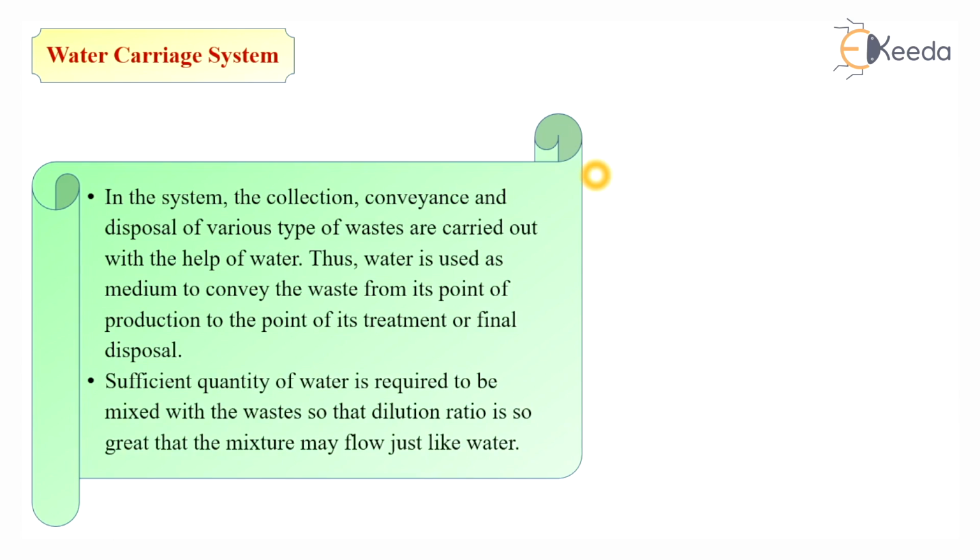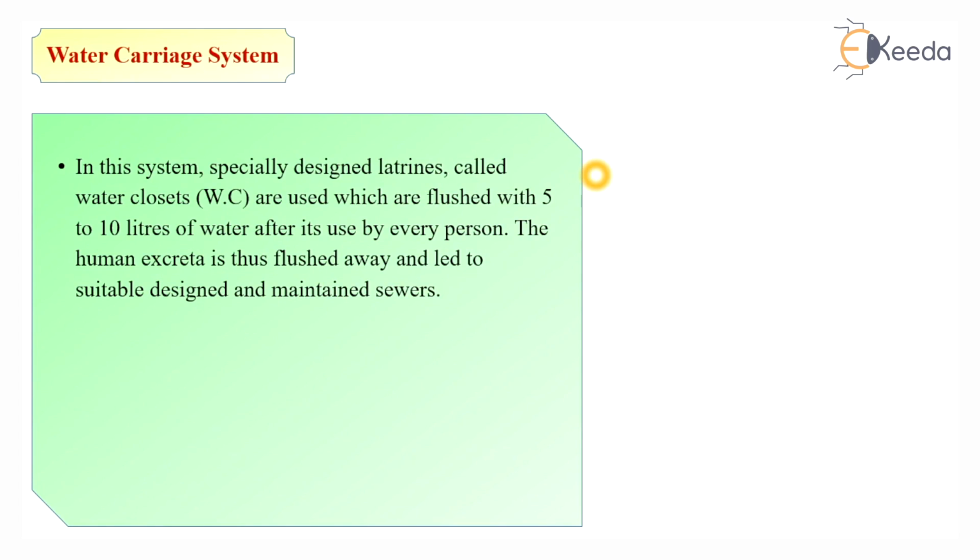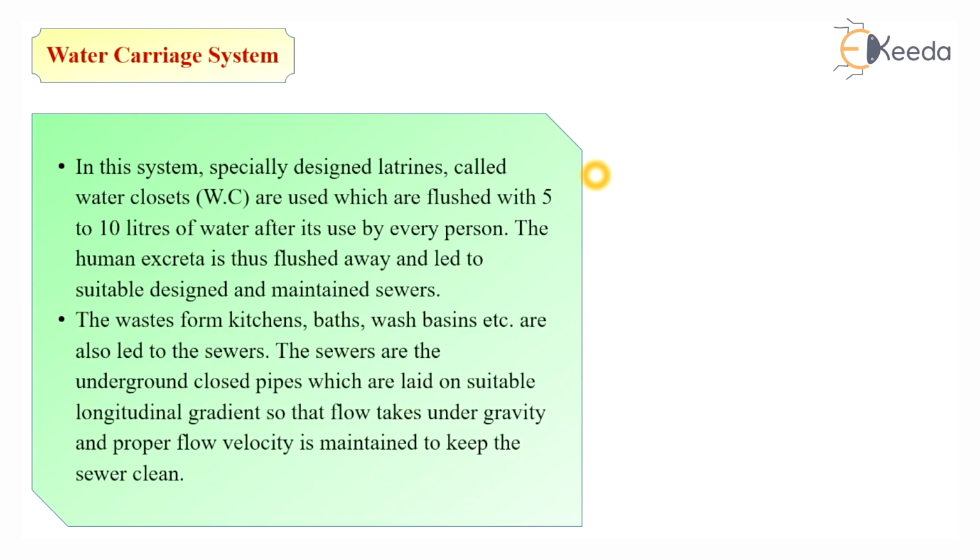Sufficient quantity of water is required to be mixed with the waste so that the dilution ratio is so great that the mixture may flow just like water. In this system, specially designed latrines called water closets are used, which are flushed with 5 to 10 liters of water after use by every person. The human excreta is thus flushed away and led to a suitably designed and maintained sewer. The waste from kitchen, bath, wash basins, etc. are also led to the sewer.